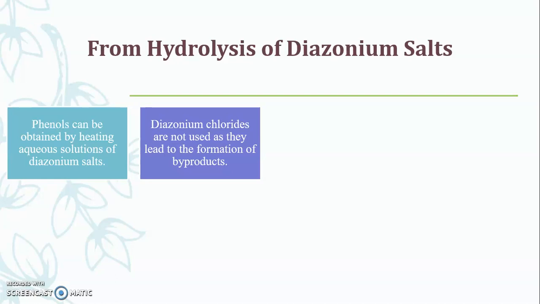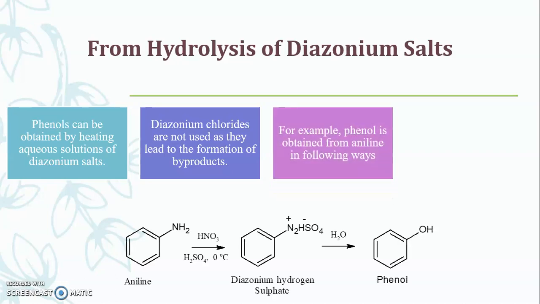Chlorides are commonly used, but here we are not going to use them, because when chlorides are used, they lead to the formation of different byproducts. That's why chlorides are not used when we synthesize phenol from the diazonium salt. For example, phenol is obtained from aniline in the following way. In this case, the diazonium salts are prepared from the aniline itself. How? That we will see first.